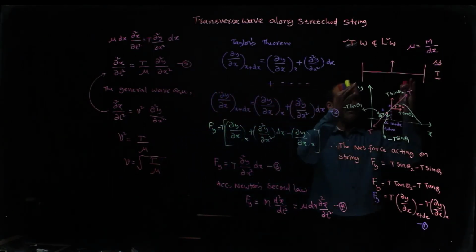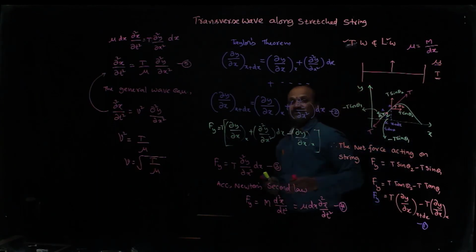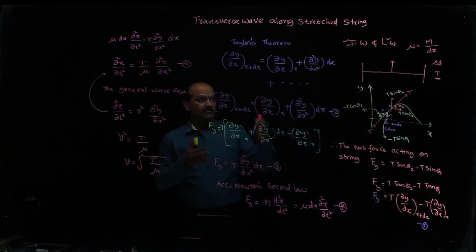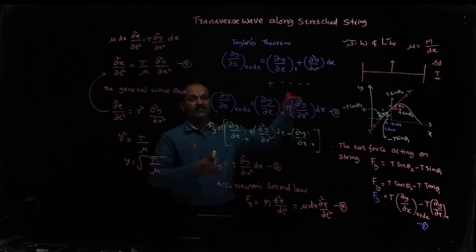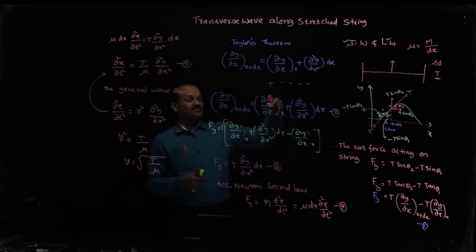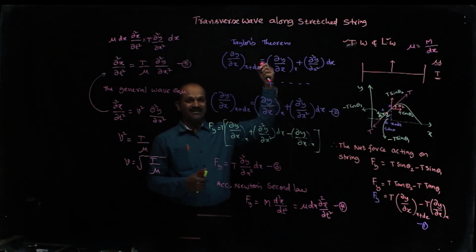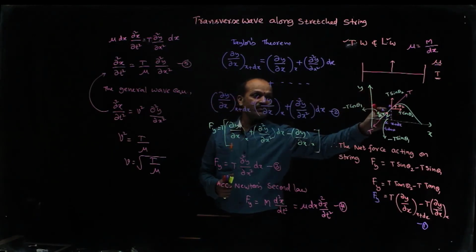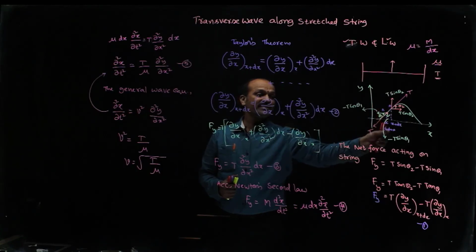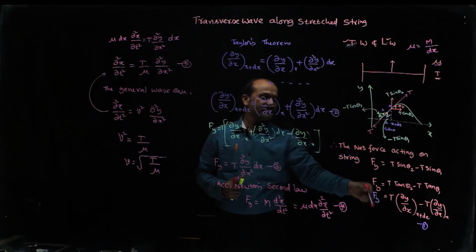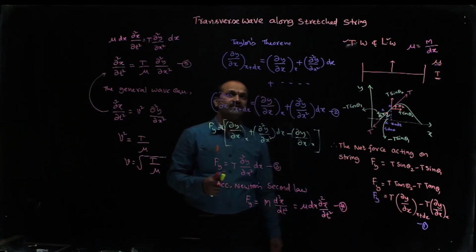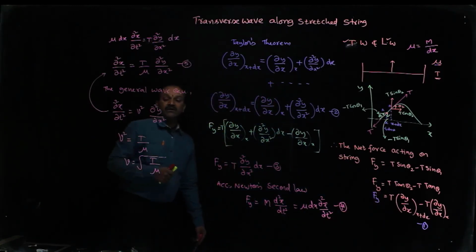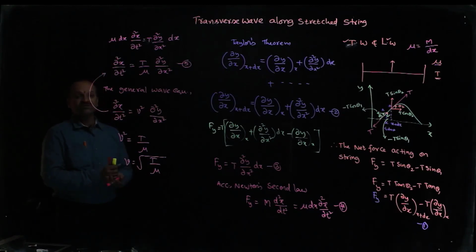We have taken a string, an ideal, flexible string, and the diameter of the string is very small compared to its length, and it is plucked at the middle in the upward direction and released. So a wave will be generated. We have taken a small transverse wave pulse. In that, a small element of length dx is taken, right? So what is the net force acting? And we applied the Taylor series. Finally, we got the transverse wave velocity along a stretched string.